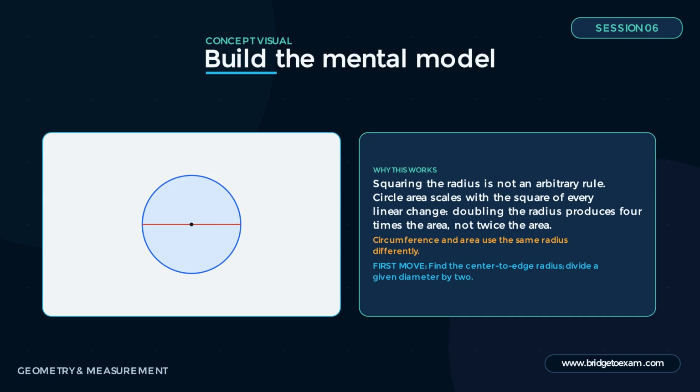Squaring the radius is not an arbitrary rule. Circle area scales with the square of every linear change. Doubling the radius produces 4 times the area, not twice the area.